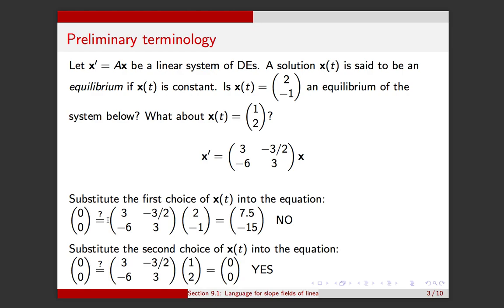Now I have to check, or to ask myself, what if I substitute that vector on the right-hand side? Do I get 0, 0 there? And in this case, the answer is no. I get this vector. However, if I stick a 1, 2 in there for x and do the multiplication on the right, I do get 0, 0. So this 1, 2 guy is in equilibrium. The 2, -1 guy is not. Okay, so again, that's just the concept of equilibrium that I'm importing from chapter 2.